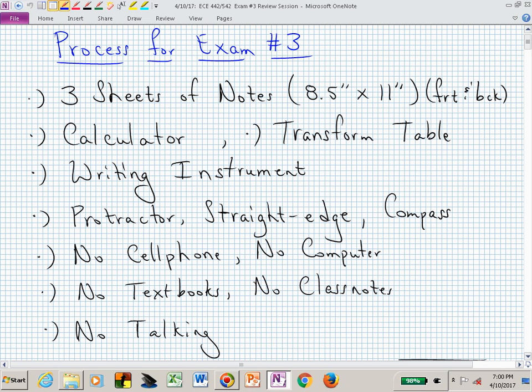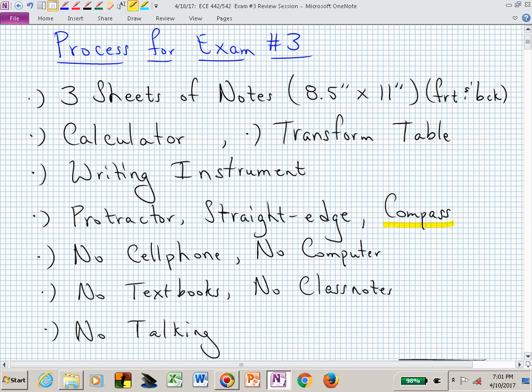Displayed on the screen are the rules behind the process for exam number 3, and the main piece is that you can use 3 sheets of notes, plus you can have the transform table that you're comfortable using for the exam. Everything else is pretty much the same, although you might notice that this time I'm allowing you to bring in a compass. Just don't hurt yourself with that sharp point.